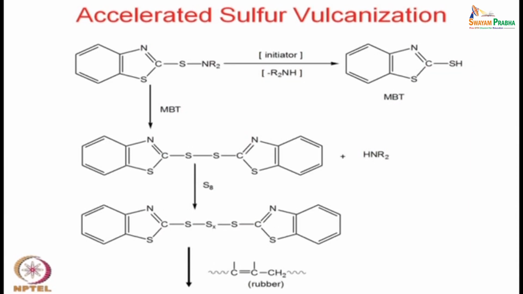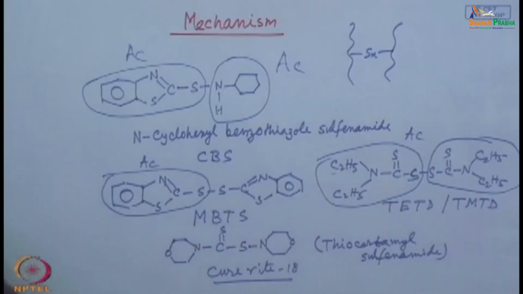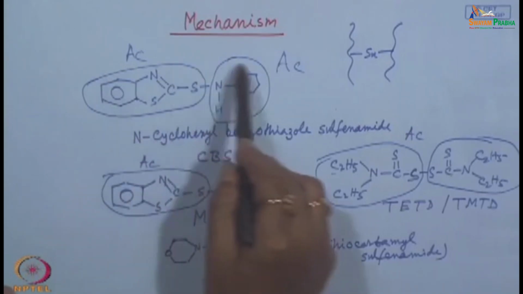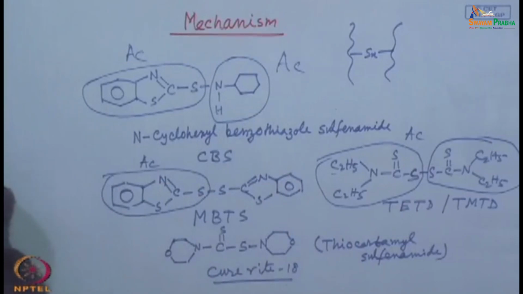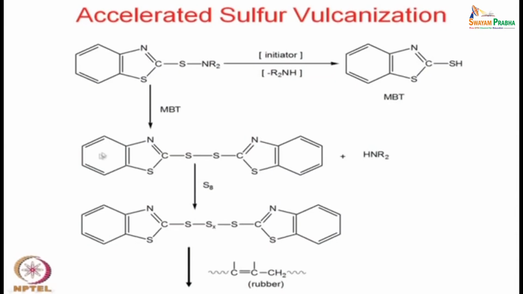That means you can have rubber chain, you can have SX, this kind of linkage. Now, look at this thing, this is an accelerator, this type of chemical compound, CBS type of chemical compound. That reacts with MBT; the MBT structure is not shown over here, earlier I have shown. After breaking over here it forms MBTS, and MBT is released over here.